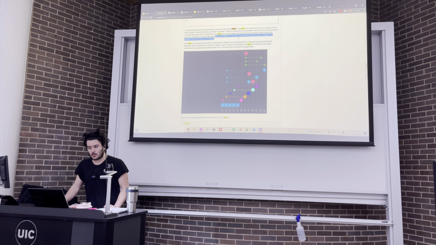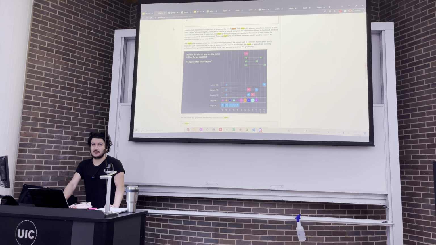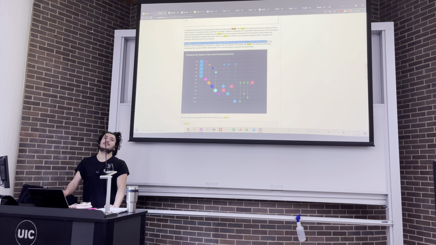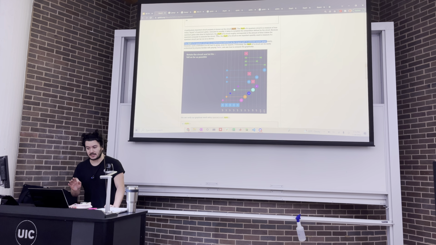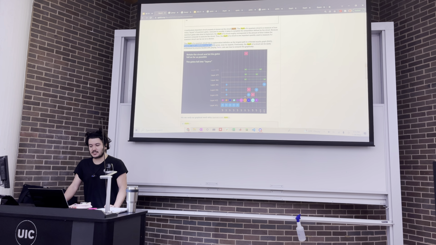Thus, the depth of a circuit is one important quantity used to measure if a quantum circuit can be run on a device. If you're looking for the very technical definition, the depth of a quantum circuit has a mathematical definition as the longest path in a directed acyclic graph, a DAG. We won't go into what that is here because it's not important to the certification. However, such a definition is a bit hard to grasp, even for experts. Fortunately, the depth of a circuit can be easily understood by anyone familiar with playing Tetris. Let's see how to compute this graphically.